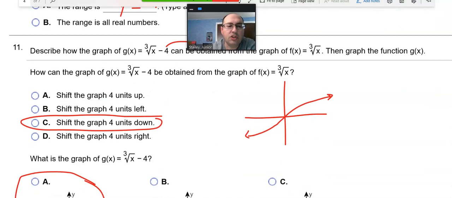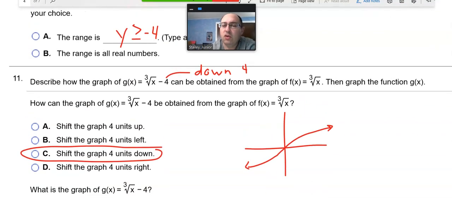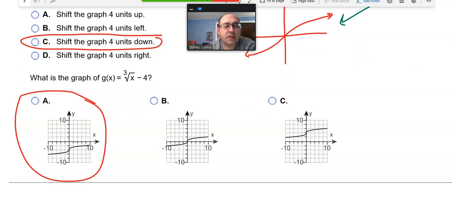Next, question 11 here. Oh, a cube root function. Remember, all the cube root functions look like this when they start out. But then you do things to them. You might shift them up and down. You might move them left and right. In this case, you can see that we moved it down 4 because it's outside. And it matches your common sense, going down 4. The one that looks like it's been moved down 4 is letter A. Each one of those graphs, you're basically picking up this center point right here and sliding it down 4 units and putting it down here, which is what you see in letter A.